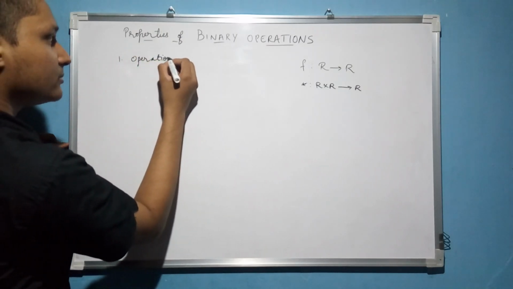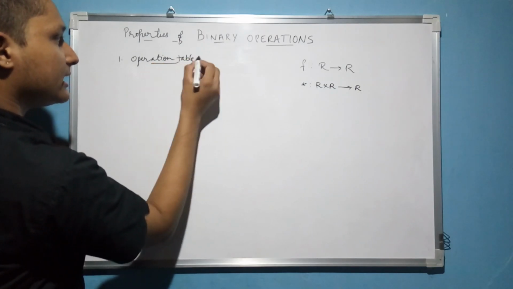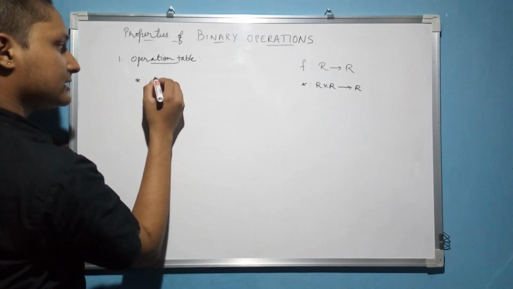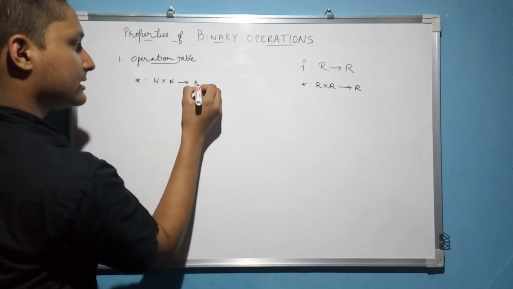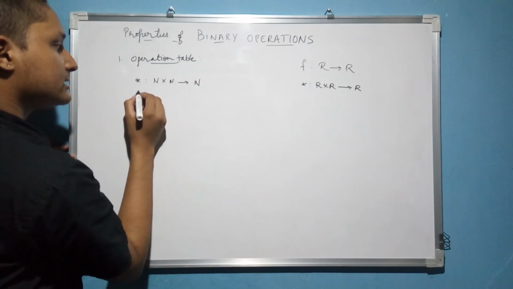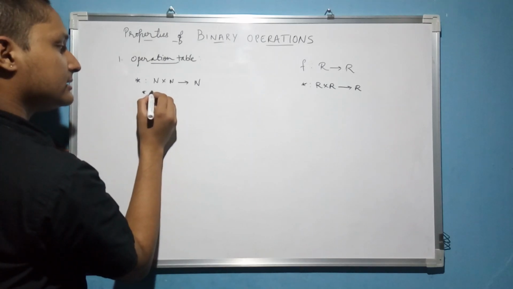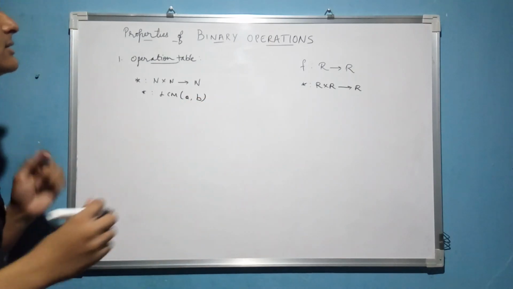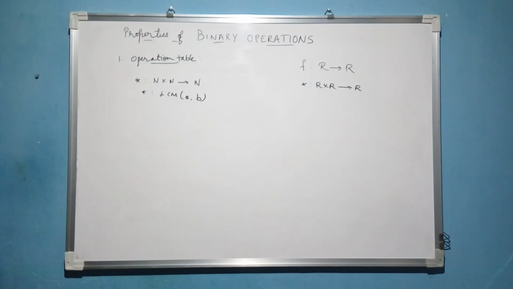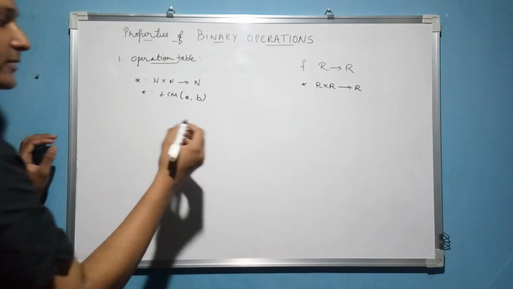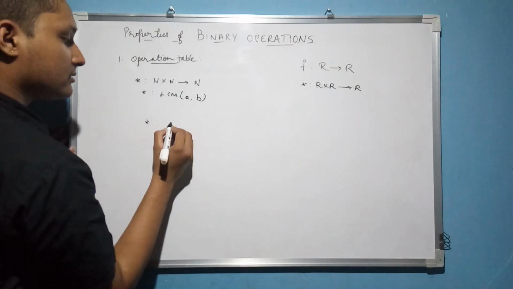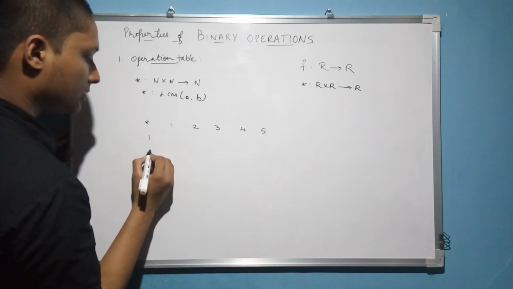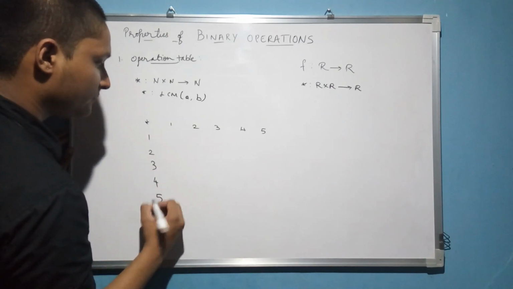The first thing is the operation table. How do you draw the operation table for a binary operation? Let me take a binary operation. Say star is a binary operation on the set of natural numbers, and it says that A star B is the LCM of A and B. So how do we draw the operation table of this? Let me take only the numbers from 1 to 5. You need to write 1, 2, 3, 4, 5 across and 1, 2, 3, 4, 5 down.